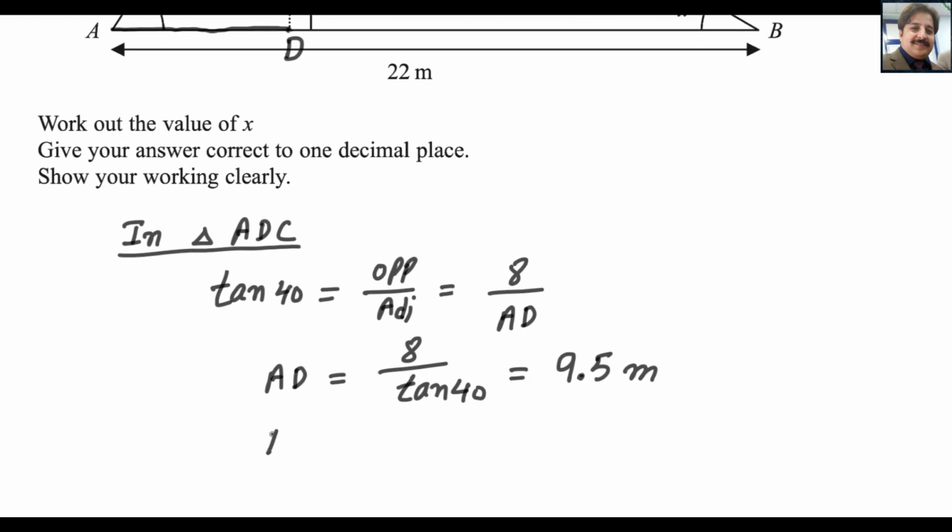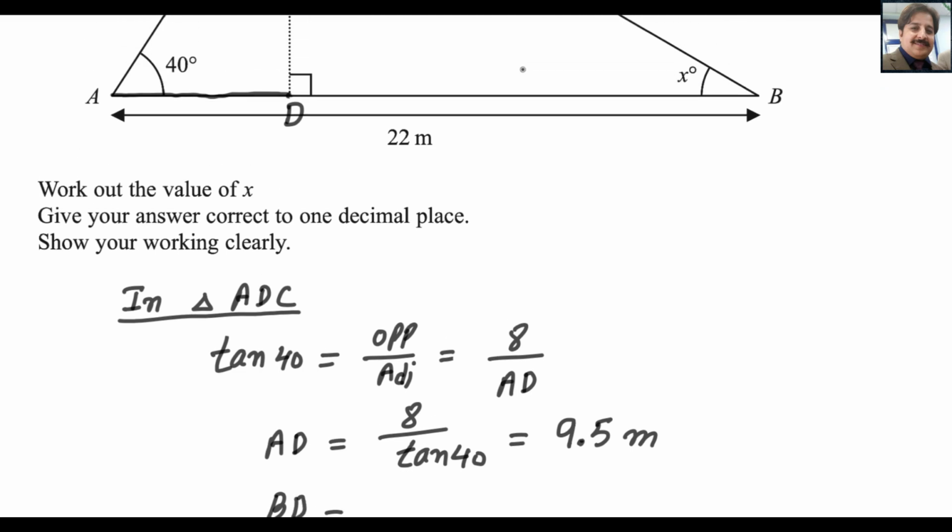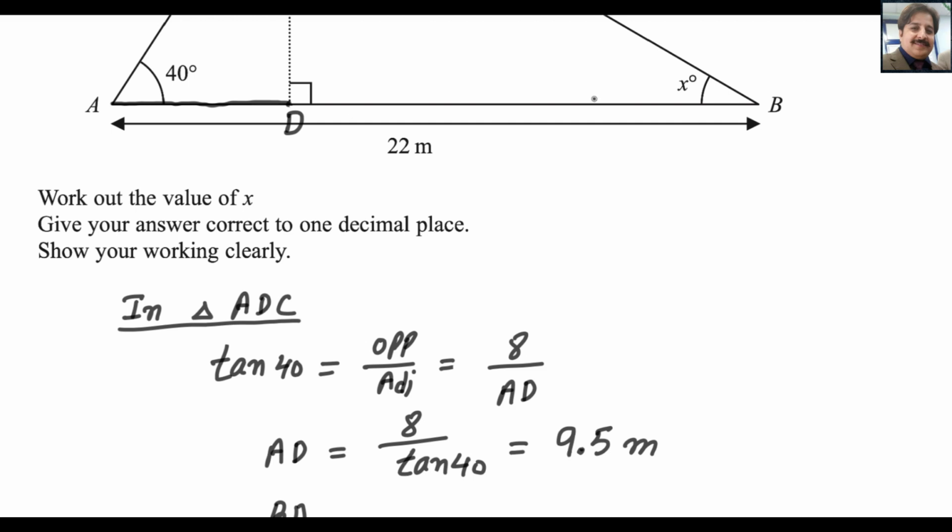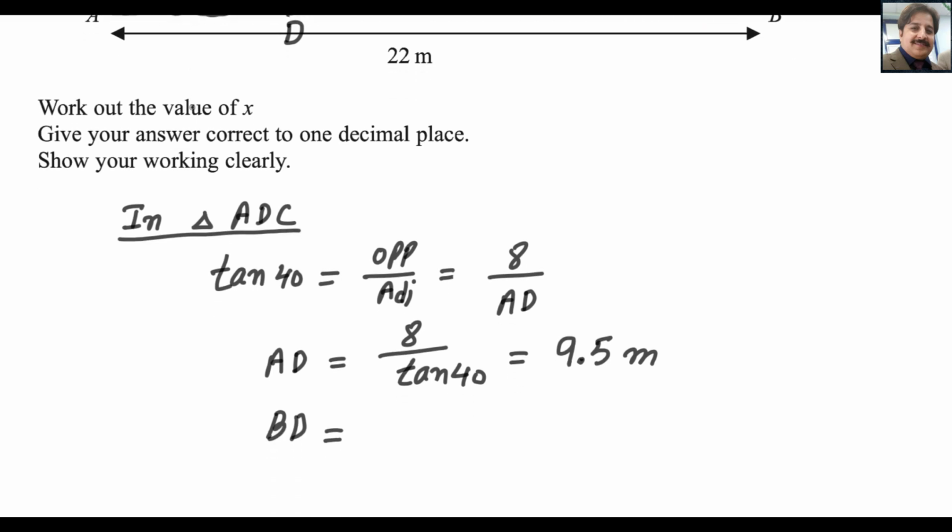So we can get the value of BD from here, because AB is 22, the total length is 22. We got the value of AD. How to get the value of BD? We will subtract this value from 22. 22 minus 9.5 gives you the answer 12.5.